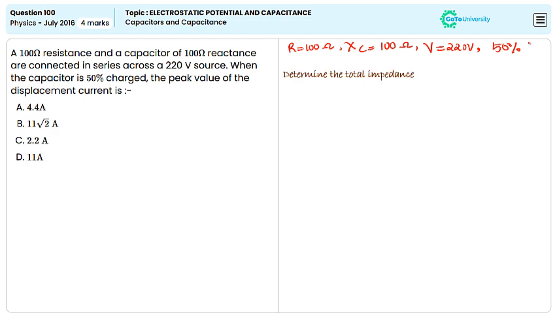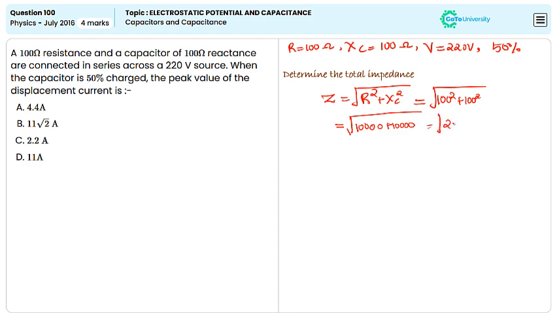The total impedance Z of a series LC circuit is given by the formula Z is equal to square root of R square plus XC square. We have the values of R and XC. On substituting, we get square root of 100 square plus 100 square, which is equal to square root of 10,000 plus 10,000, which is nothing but square root of 20,000, equal to 100 root 2 ohms.